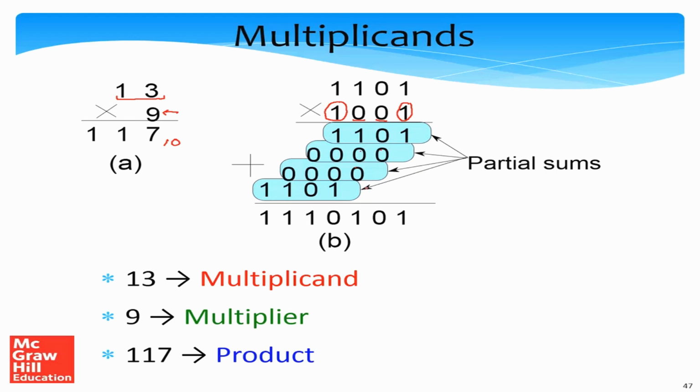So now what we need to do is that each of these numbers that we computed is called a partial sum, right? So 1101 is a partial sum. Each of these bluish rectangular boxes are known as partial sums. So we need to add up these partial sums. And mind you, each partial sum is offset by one position to the left as compared to the previous partial sum. In a sense, it's multiplied by 2.